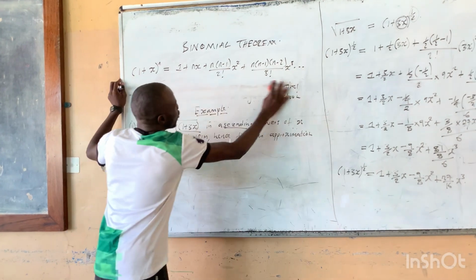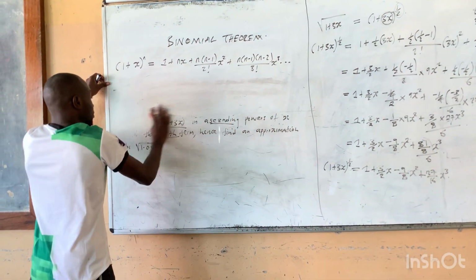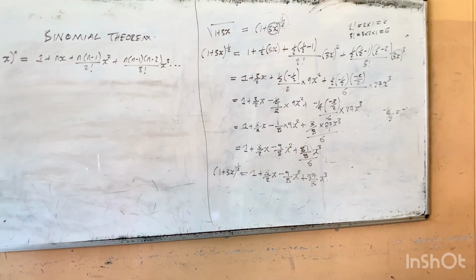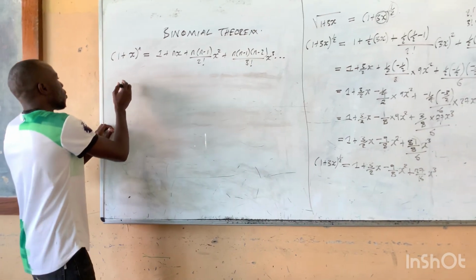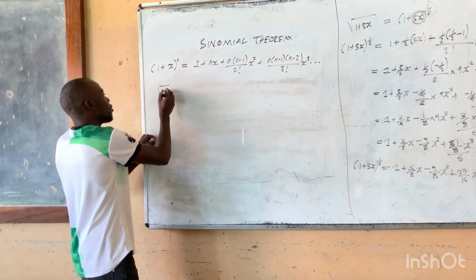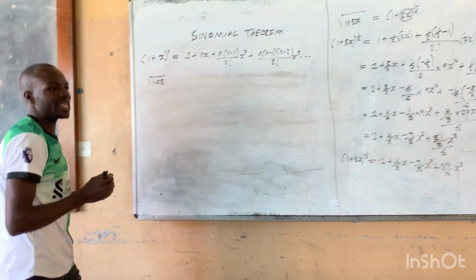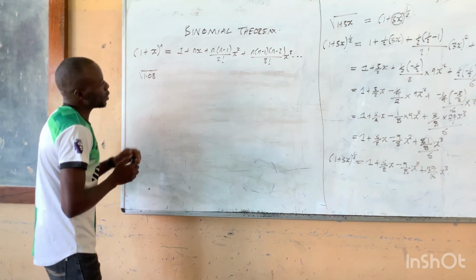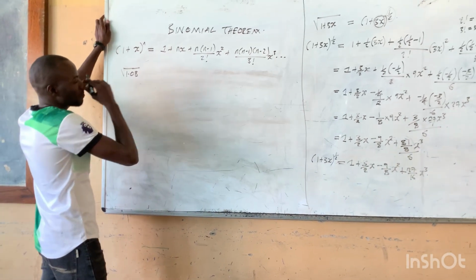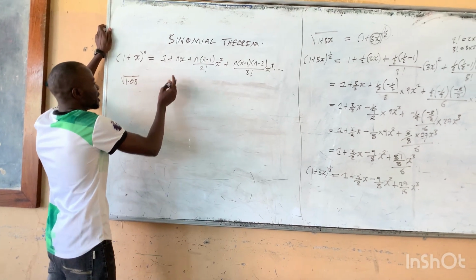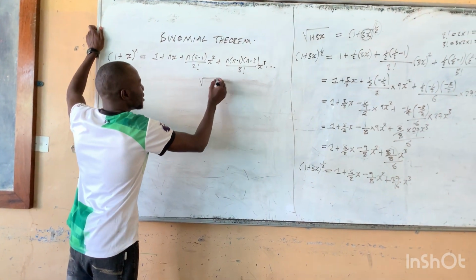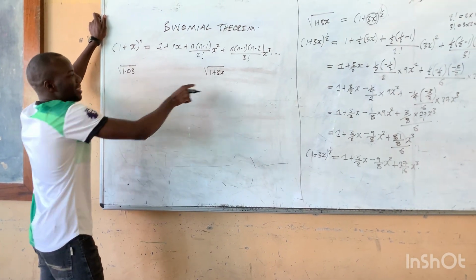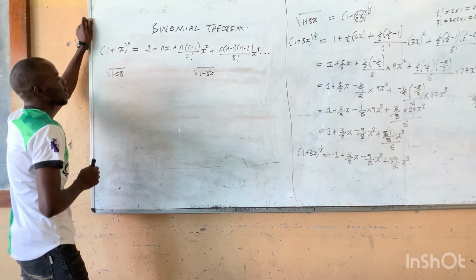What are we going to do? What is the square root of 1.08 without using a calculator directly? We have this expression here which we have expanded. We know the expansion of 1 plus 3x, the square root of 1 plus 3x.